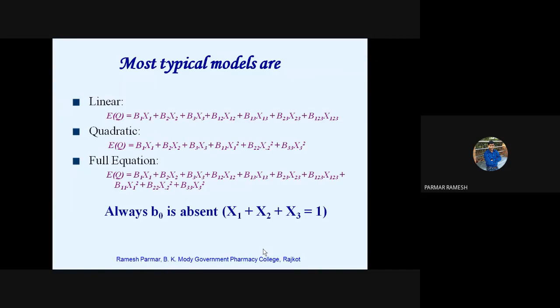Then the equation can be linear. That is, it has all the main effects and interaction terms. The x1 x2, x1 x3 and x2 x3 are called first degree interactions, and x1 x2 x3 is called a third degree interaction. Then the model may be quadratic. That is, we are incorporating the square terms, or it may be the full equation, which is a combination of the previous two. That is, it contains all the terms, and b0 is absent.